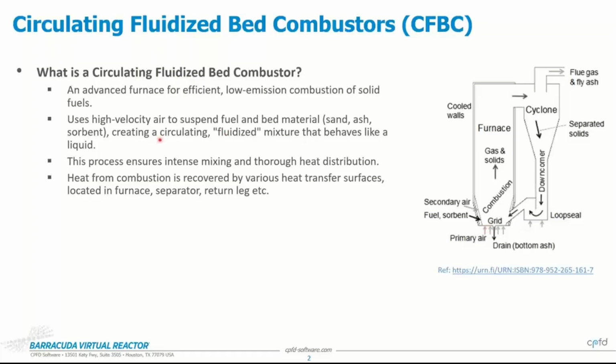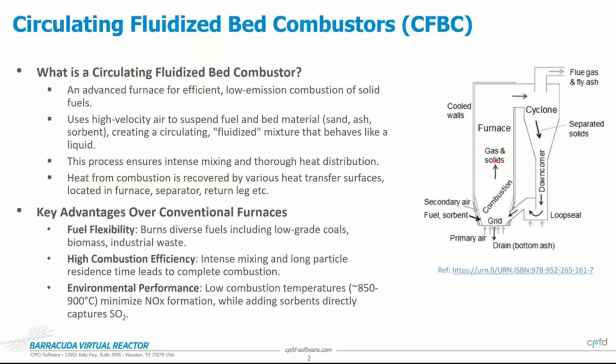What they typically do is, the heat from this combustion is recovered through various heat transfer surfaces. So you have heat transfer surfaces in the riser section, in the separator, and so on. Right. So again, one of the fundamental advantages for a CFB is the diversity of fuels that can be used. You can have low-grade coal, but you can also replace that coal with industrial waste, municipal solid waste or biomass. And you can actually combine these fuels as well. You don't necessarily have to have a single fuel inside the system.